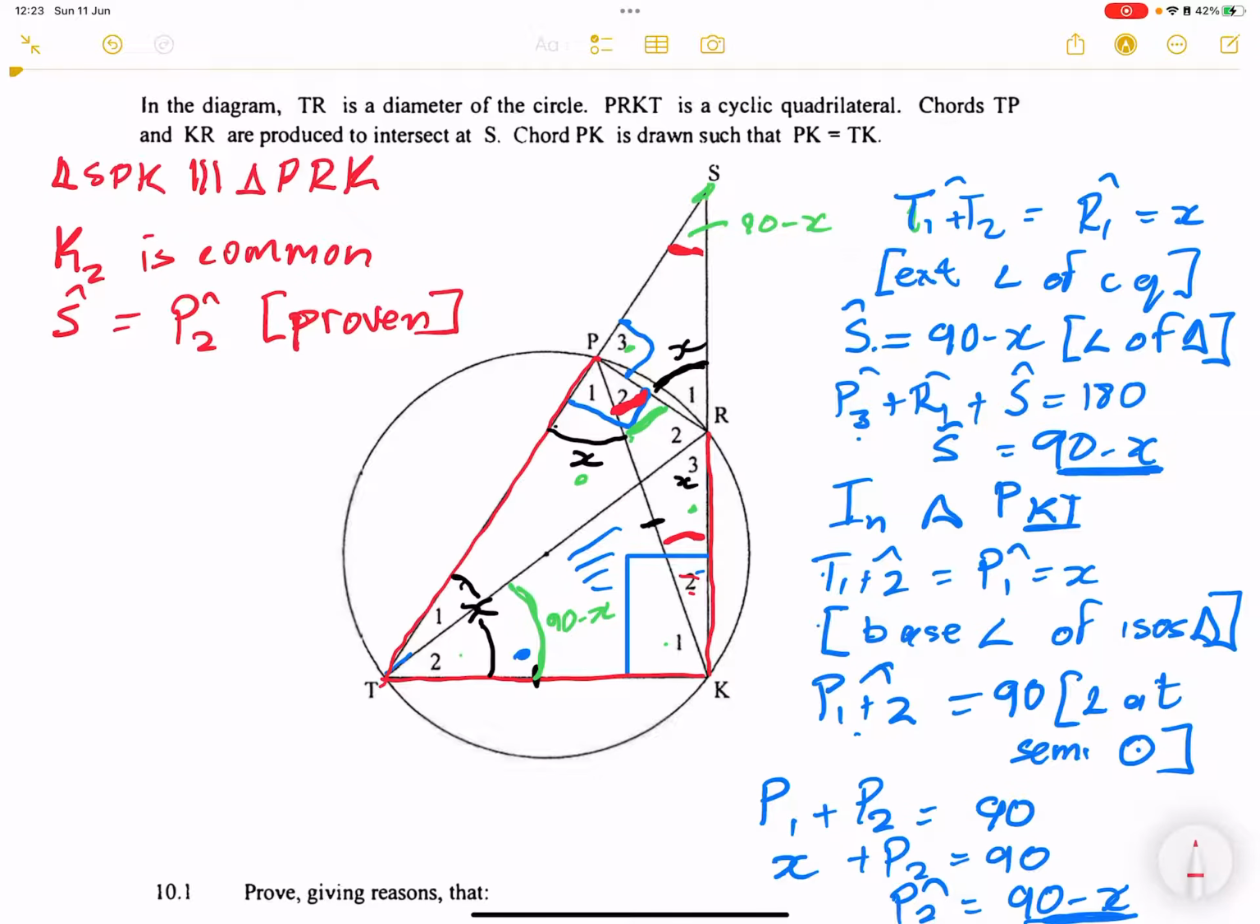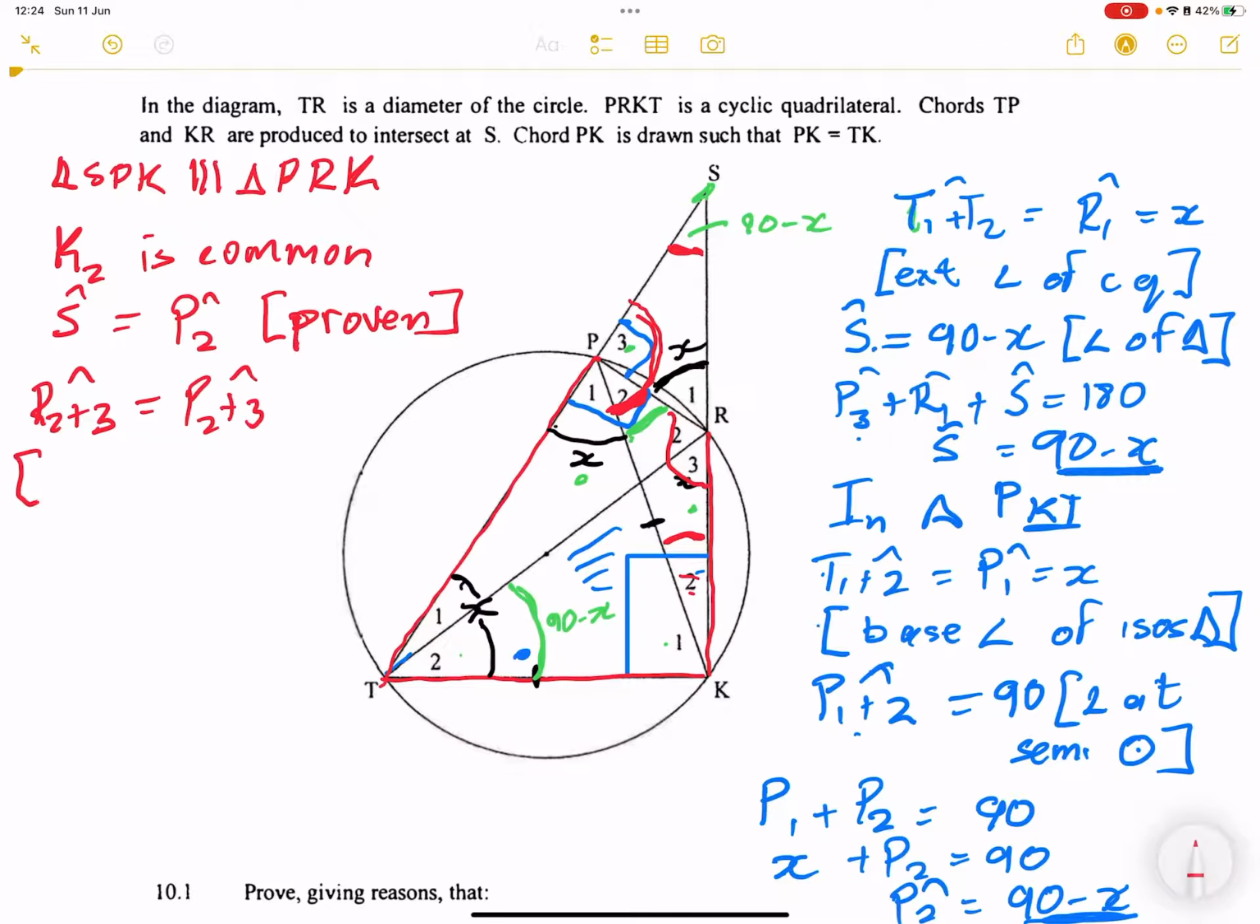Now think about it, ladies and gents. What does that leave in this case? It leaves angle R2 and R3 inside PRK, therefore equal to P2 and P3 in the bigger triangle. And we can just simply say that's the third angle of a triangle. So we're going to say, therefore, it means that R2 plus 3 would therefore be equal to P2 plus 3 in this case.